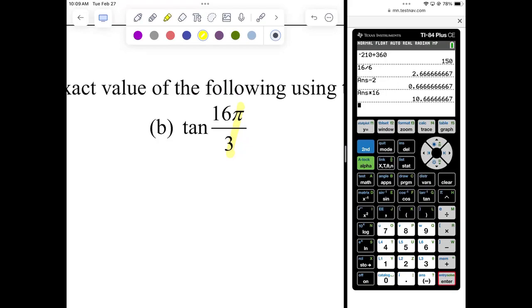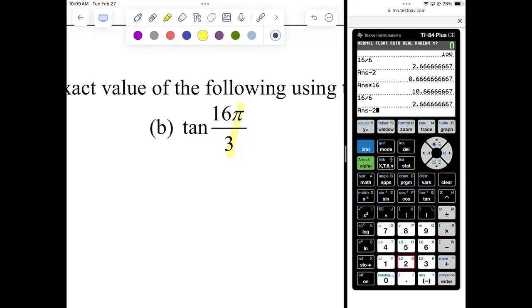Whoops, I did that wrong. No, I didn't. Did I? I multiplied by 16. I am an idiot. Let's try it again. 16 divided by 6, minus 2, times 6. I don't know why I put 16. I'm getting excited. So 16 pi over 3 and 4 pi over 3 are coterminal with each other. But their tangents are actually equal to each other.